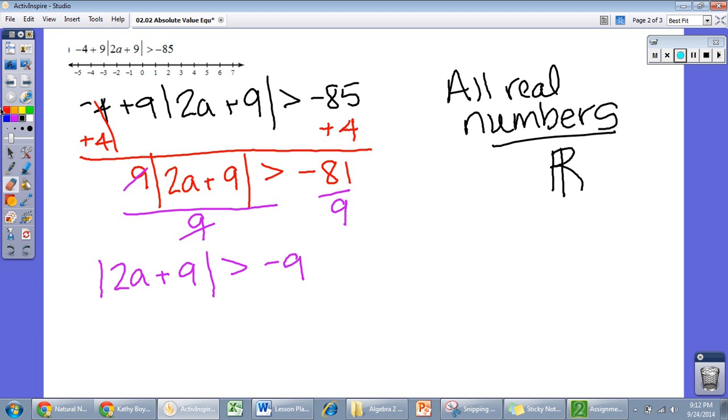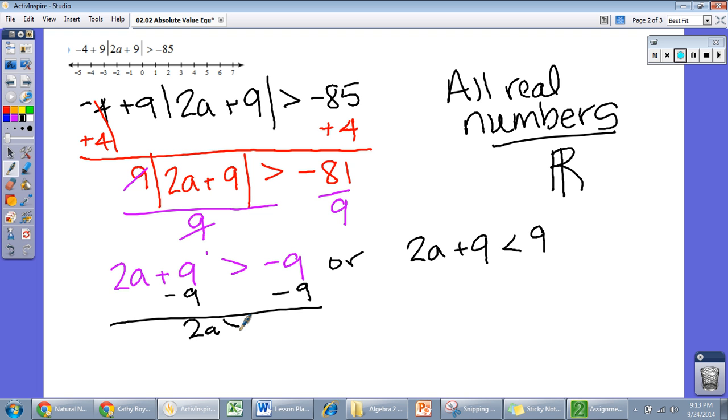If we kept solving, this is a greater than sign, so this would be or 2a plus 9, flip the sign and negate. Let's go ahead and solve. We no longer need our absolute value. We set up our second scenario. So we are going to start by subtracting 9. 2a is greater than negative 18. Dividing by 2, we get a is greater than negative 9.